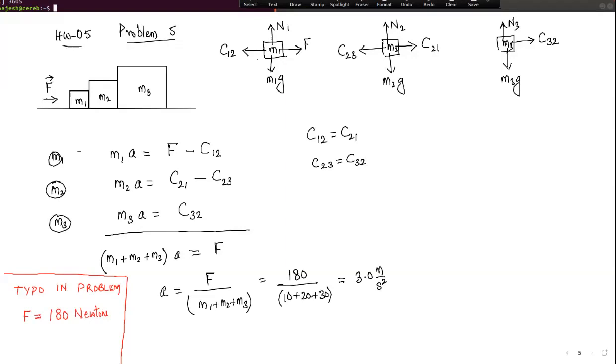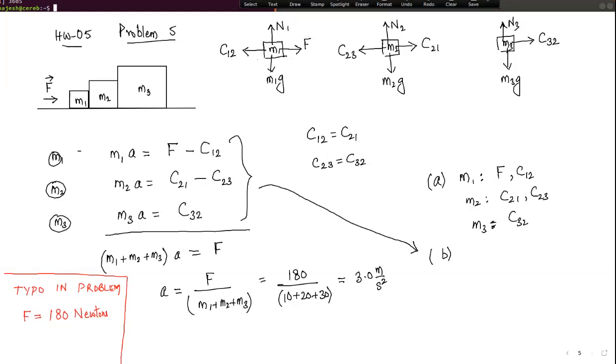Let me see if the problem really requires me to calculate F. So going back to the problem, part A asked me to identify the forces acting on each of the three masses. We already identified them to be M1, it is F and C12, M2, it is C21 and C23, and M3 is C32. So that's the identification of the forces. And part two, using Newton's law, determine the equations of motion for all three masses. So that's your equations of motion. That corresponds to part B.